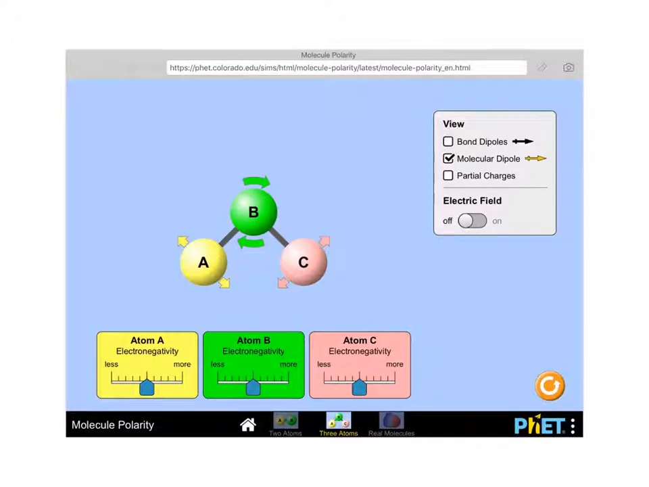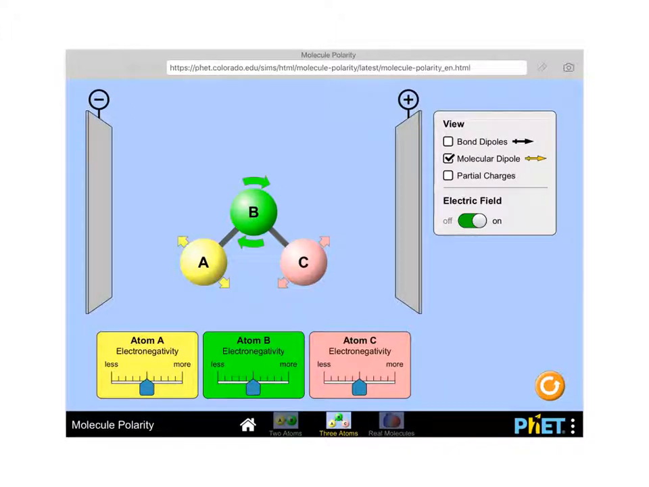If I take this molecule and adjust it so that all electronegativities are equivalent, then there are going to be no polar bonds. If there's no polar bonds, the molecule itself will not be polar. And when we apply an electric field, the molecule will not orient itself one way or another because there are no strong attractions there, no permanent dipoles.